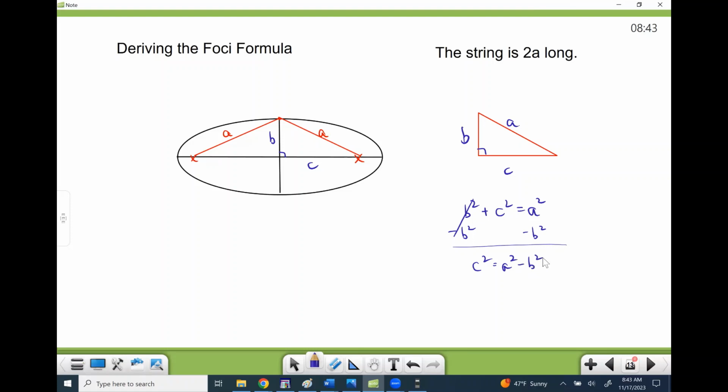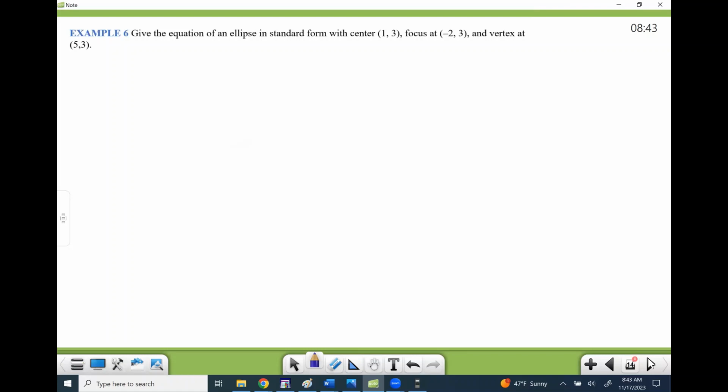So the reason why it's not what we're used to is because the positions of A, B, and C are not where they usually are. So having a deep understanding of that string being the length of the major axis, in other words, A plus A long, so 2A long, was a big deal for this. Okay, so I like these ones. These ones are like puzzles.